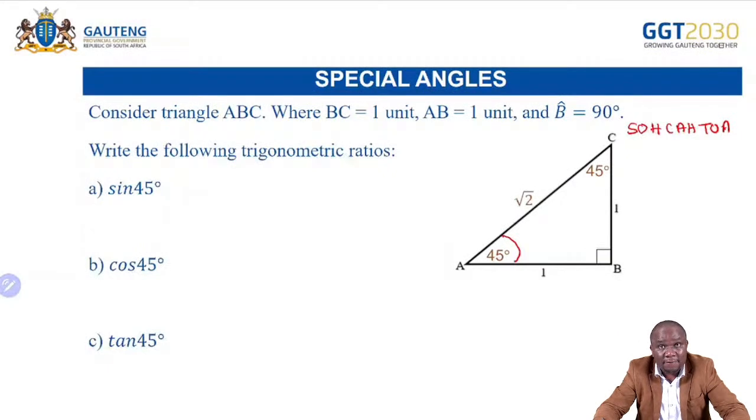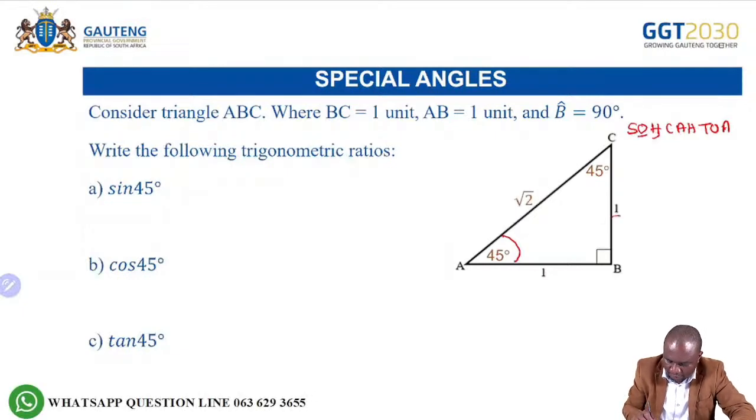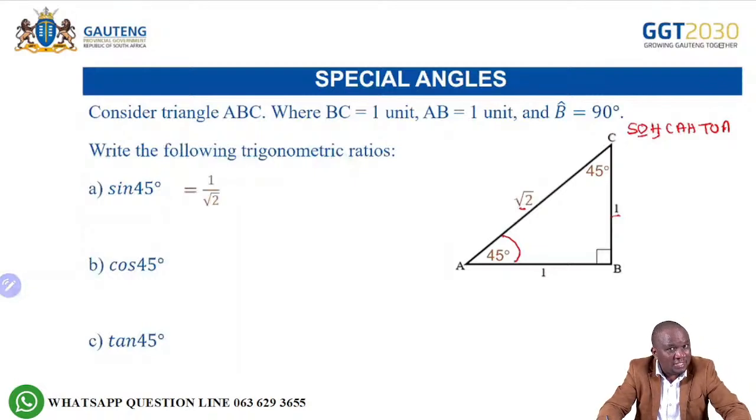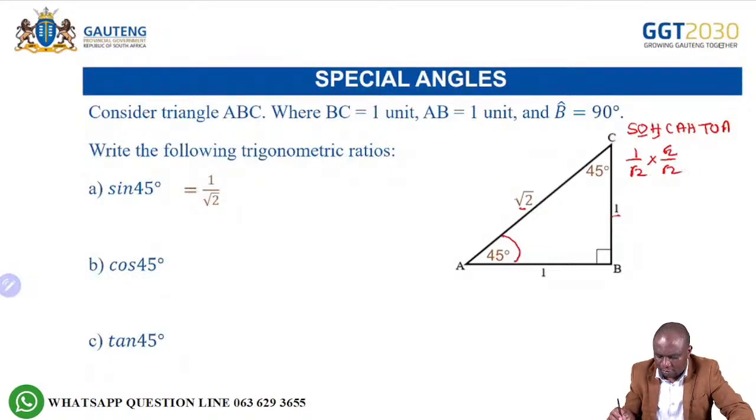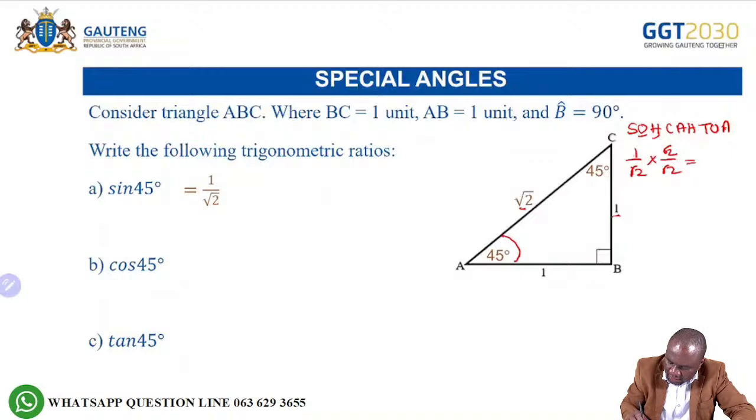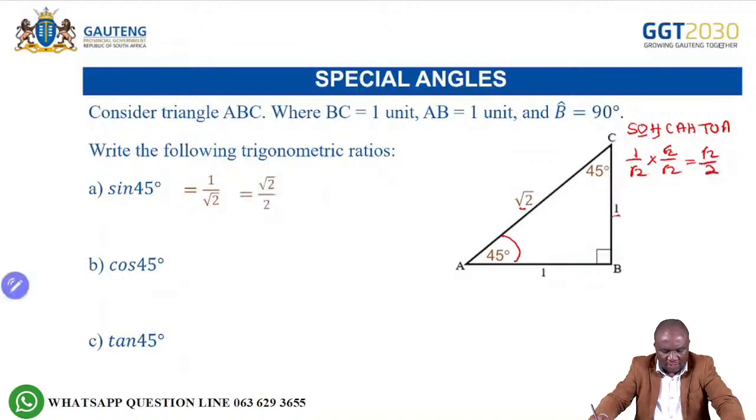Right, sine 45 is opposite over hypotenuse. Opposite is 1, hypotenuse is square root of 2. And then it's 1 over square root of 2. And then if we rationalize this, what do we get? 1 over root 2, we say times root 2 over root 2. And then 1 times root 2 is root 2, and root 2 times root 2 is 2. See that? We have rationalized. So that's our answer there.